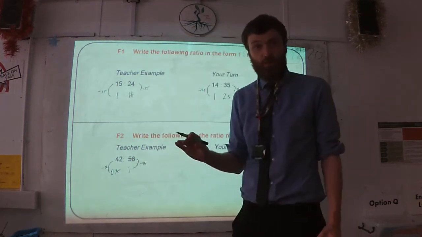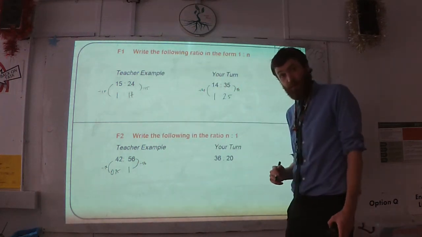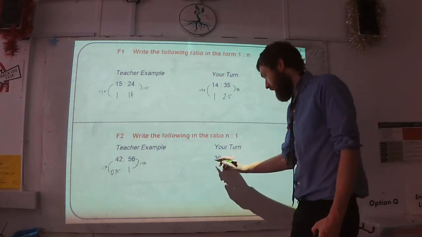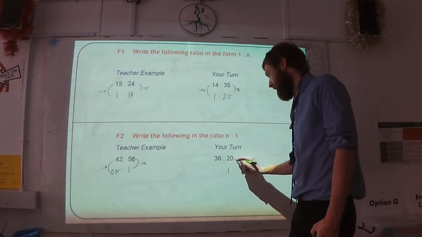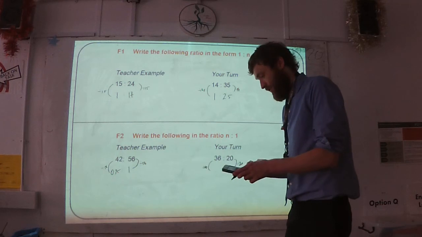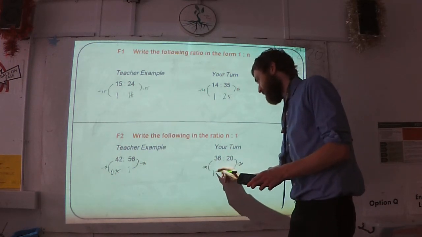0.75, that's my final answer. N is 0.75. Now, if you want to try that one by yourself, please do. Okay, the answer is 1 goes here, divide by 20, divide by 20. So therefore it's going to be 36 divided by 20 is 1.8.